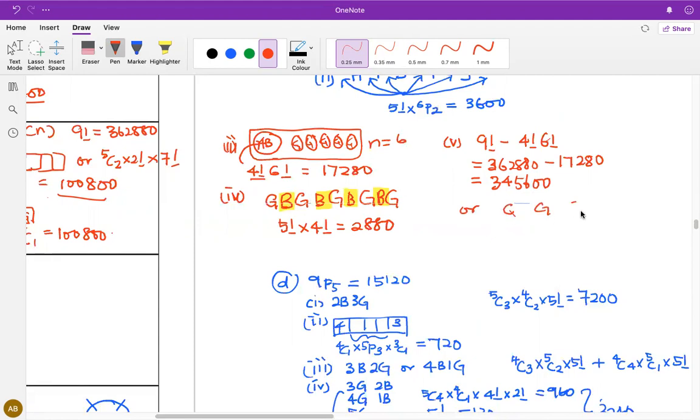Or the girls, you stand like this. The girls. Okay, and then the boys can stand here. 1, 2, 3, 4, 5, 6. So therefore, the six places here, we choose 5. So 6P5 multiply 5 factorial. Okay, let's see. 6P5 times 5 factorial. Okay, now 1, 2, 3, 4, 5, 6.